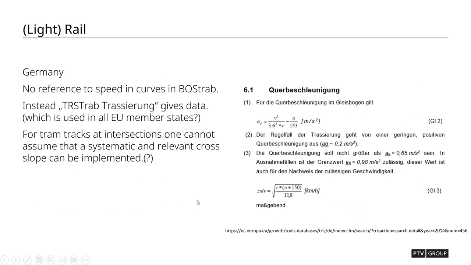For light rail, it's quite the same. The formula looks pretty similar. Again, we have the 11.8 in the denominator. We have the 150 and so on. The guideline where you find that is TR-Trasierung, which was, as far as I know, adopted by the European Union for all member states. And here at that link, you find it in 20-something languages for that reason.